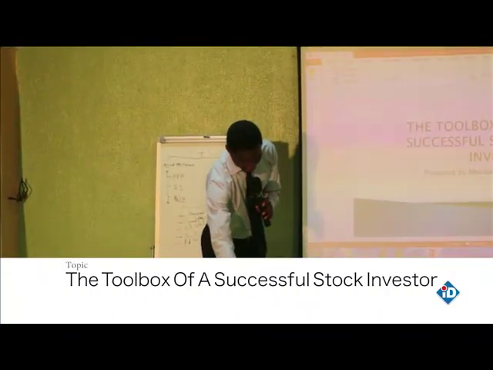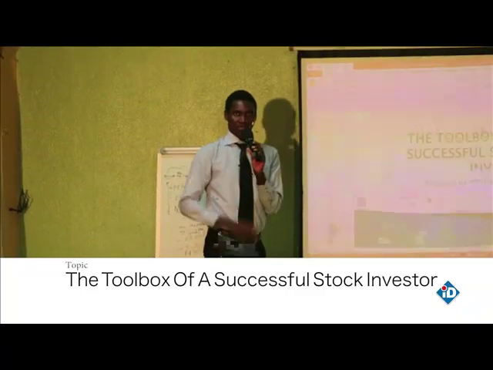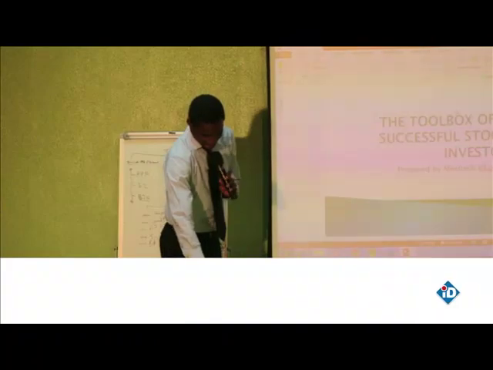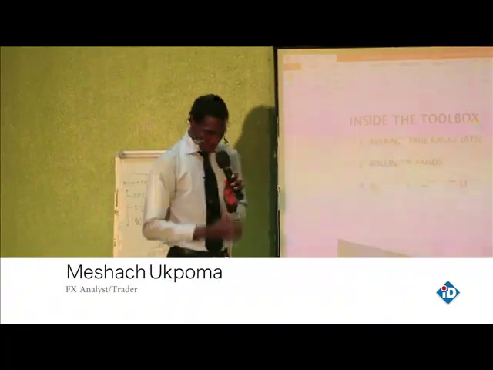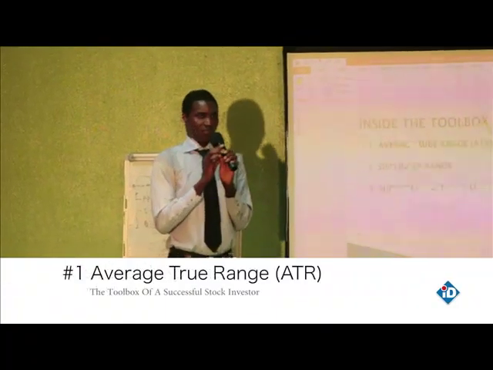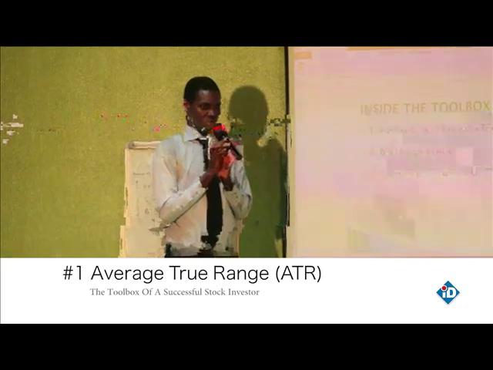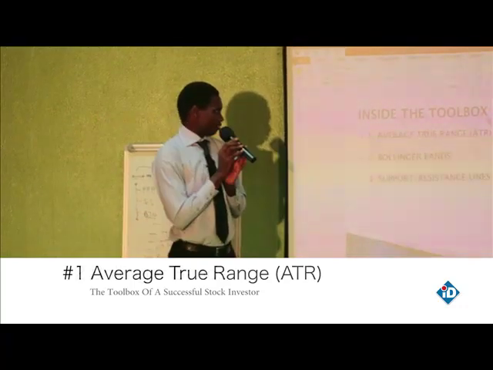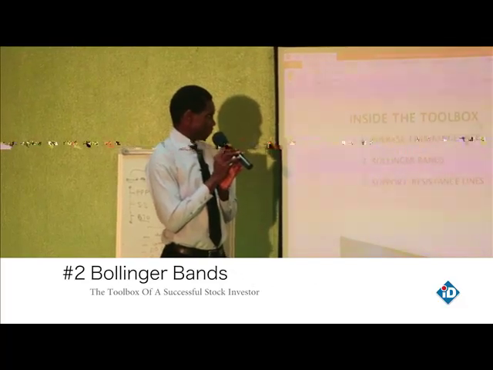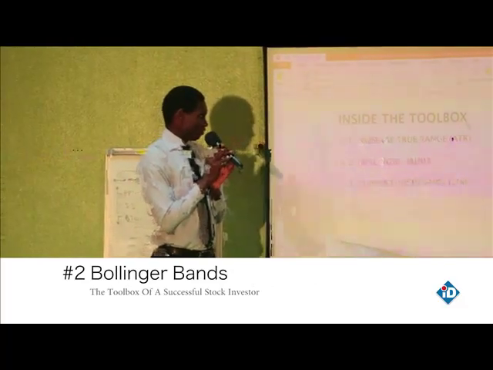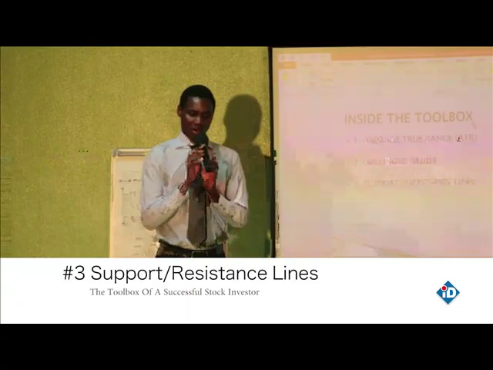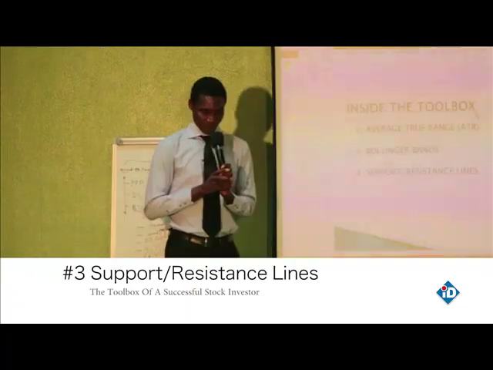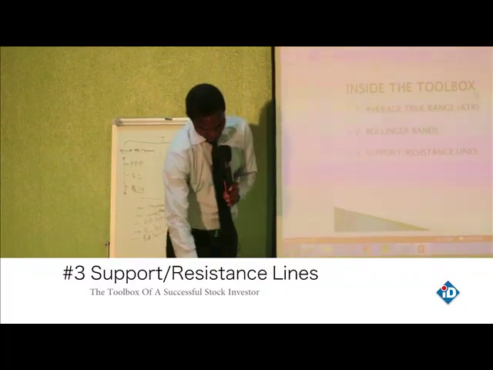So we're looking at the toolbox of a successful stock investor. Right inside the toolbox, we've got 3 tools. The first, the average true range. The second, Bollinger Bands. And the third, support or resistance lines. We'll take them one after the other.